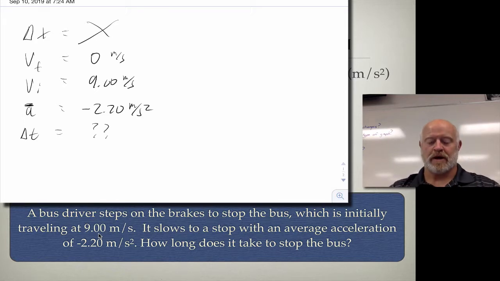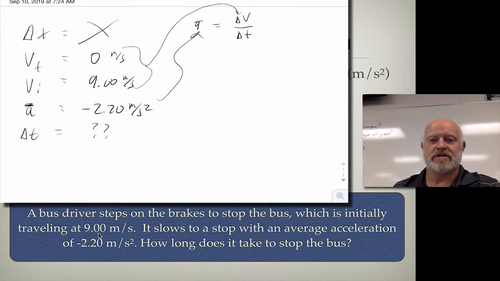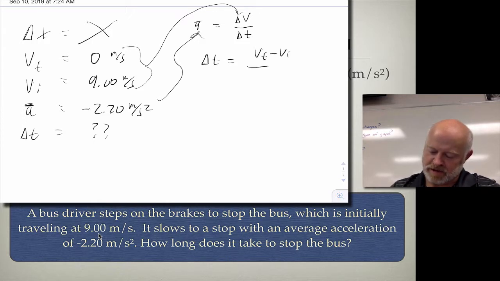All right, so we're setting up our problem. We know what we have, we know what we're looking for. Now we go into our equation. We know that the average acceleration is our change in velocity over our change in time. We want to rearrange it to solve for time. So our change in time is our change in velocity, which is velocity final minus velocity initial, divided by our average acceleration.